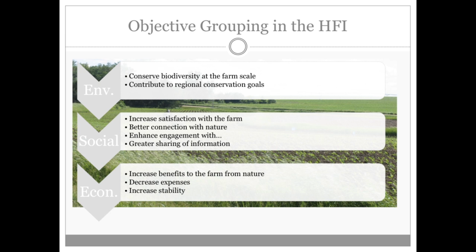When putting together the Healthy Farm Index, we've set what some of the objectives are. We focused on environmental, social, and economic objectives. Objectives are broad, value-driven statements, and so these can be everything from conserve biodiversity to enhancing engagement with the community, with your neighbor or with the land itself. We focus on how we can decrease expenses or increase stability on the farm.